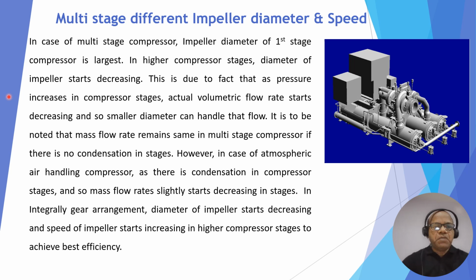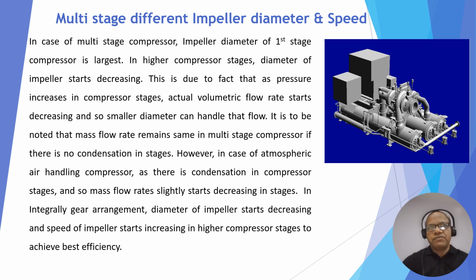It is to be noted that the mass flow rate remains the same in a multi-stage compressor if there is no condensation in the stages. However, in the case of an atmospheric air handling compressor, as there is condensation in the compressor stages, the mass flow rate slightly decreases in the stages. In an integral gear arrangement, the diameter of the impeller decreases and the speed of the impeller increases in higher stages to achieve best efficiency. One reason is that the volumetric flow decreases, so a smaller diameter can handle that much volume of gas.